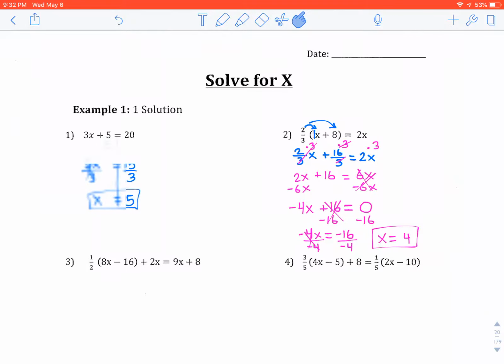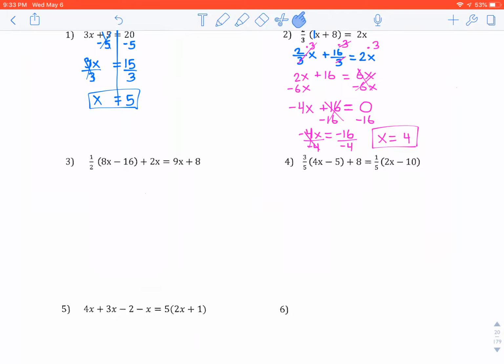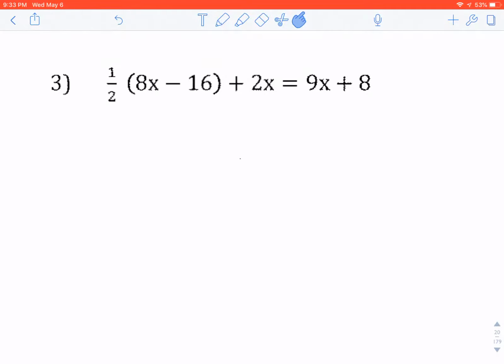Okay, let's look at number 3. So these are going to get a little bit harder. If you didn't do this already, if you would like to pause the video to try these without me and then hit play again to see if you did it right, that's probably a good idea. This one is similar to 2 because we do have a fraction with parentheses again.